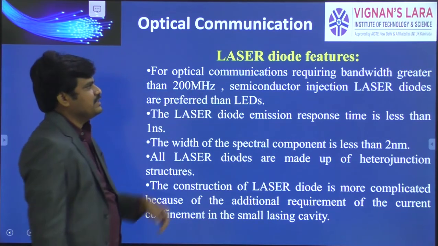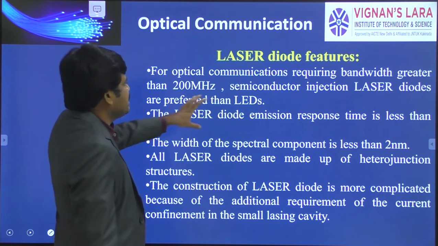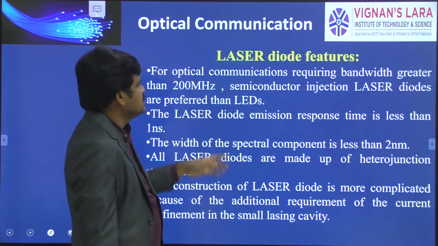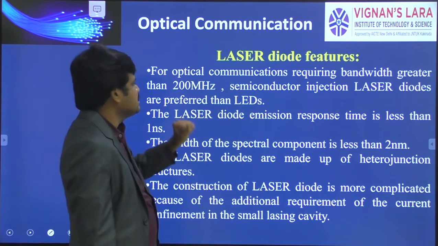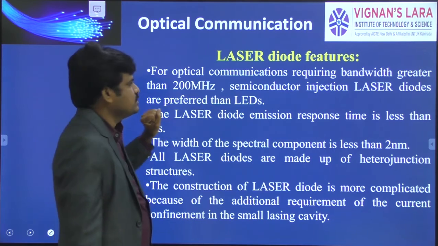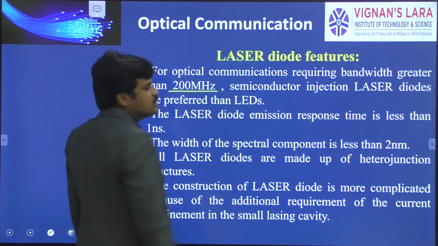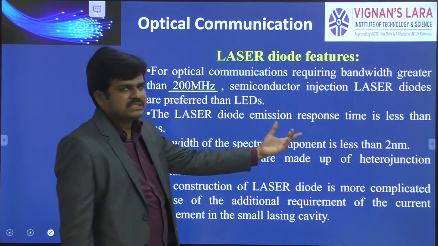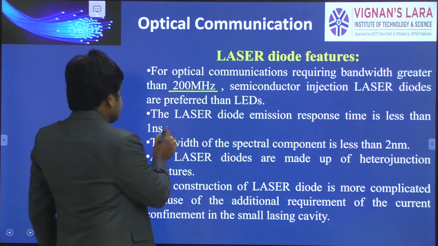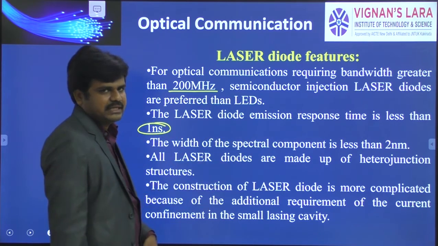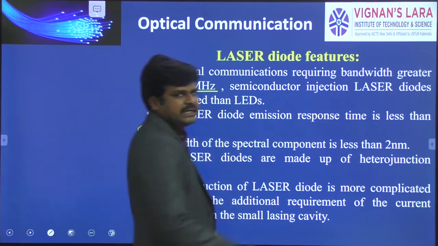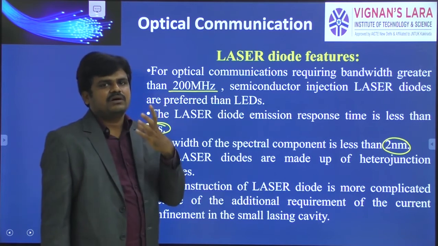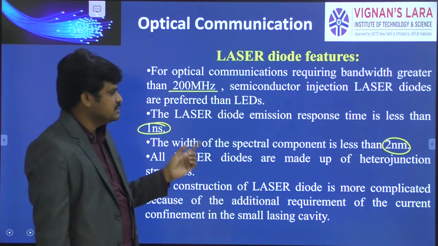So certain features are there for the laser diode. What are those? For optical communication systems requiring bandwidth greater than 200 megahertz, generally semiconductor injection laser diodes are preferred over LEDs. Laser diode emission response time is less than 1 nanosecond. This is another feature. The width of the spectral component of the emitted laser light is less than 2 nanometers.